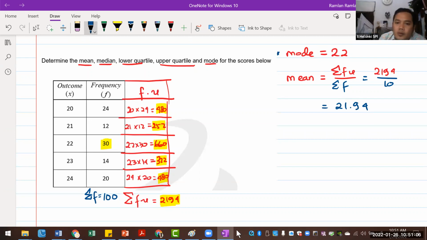Okay, next up is the median, lower quartile, and upper quartile. So when you want to determine the median, lower quartile, upper quartile, you need to make another column on the right side. One more. Oh, here we go. We call it the CF. CF means cumulative frequency.